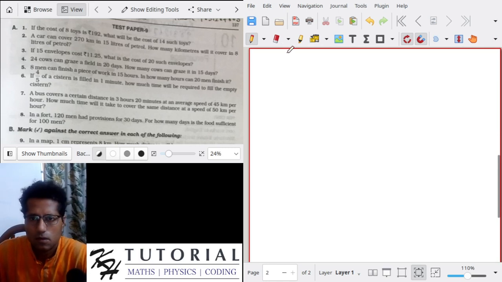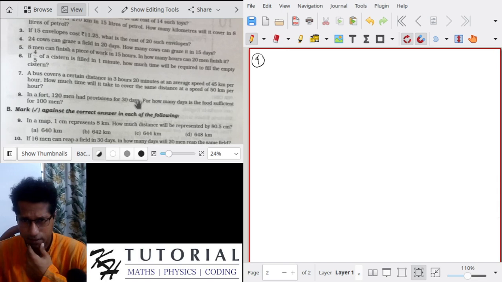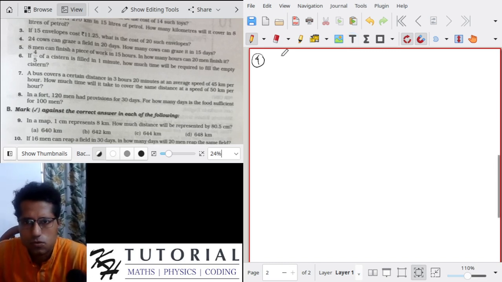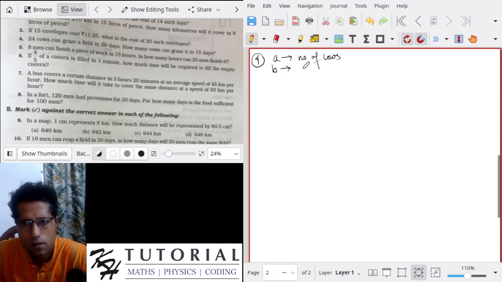Okay. Now let's solve question number 4. It says 20 cows can graze a field in 20 days. How many cows can graze it in 15 days? So the quantities are: A is the number of cows, and B is the number of days to graze the field.